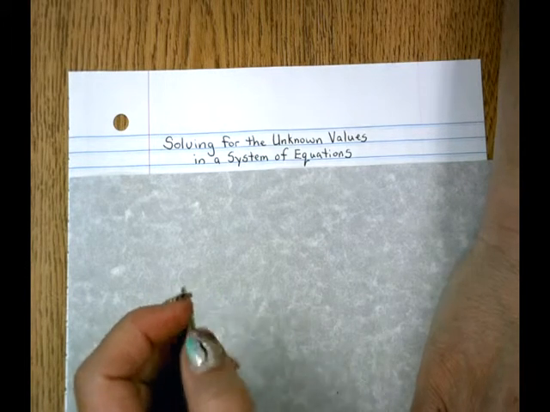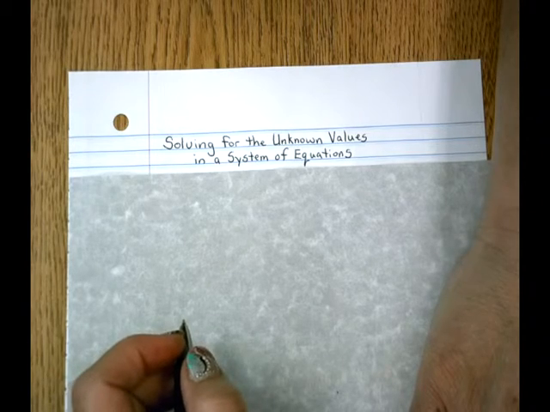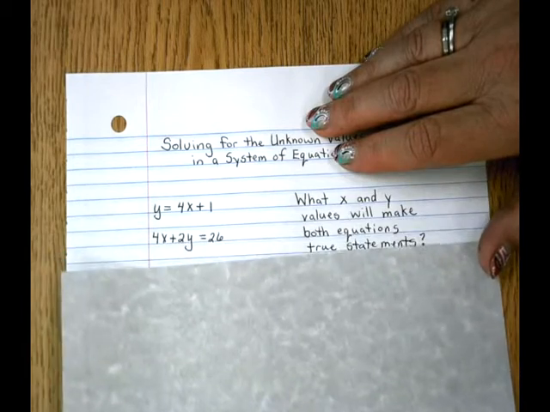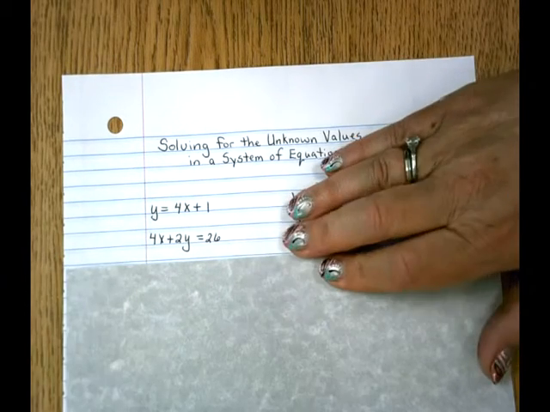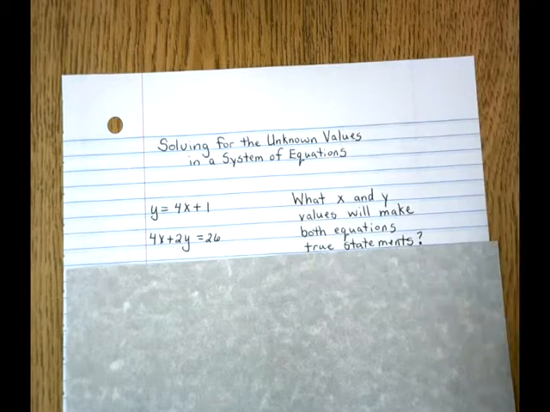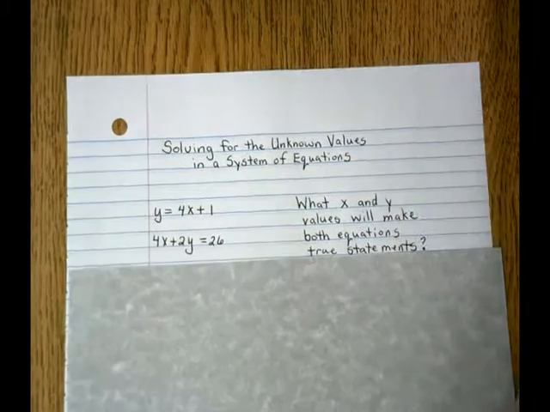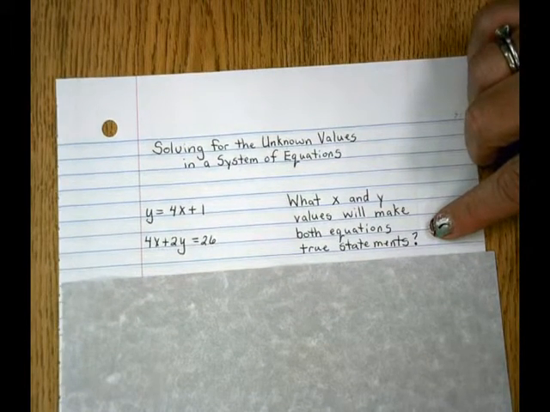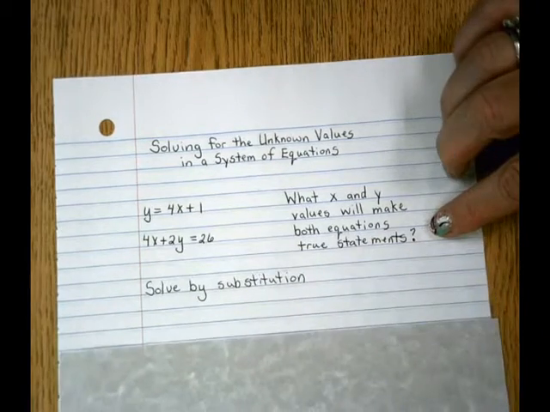Hi, today we are going to talk about solving for the unknown values in a system of equations. We're going to use these two equations, y equals 4x plus 1 and 4x plus 2y equals 26. The object is to figure out what values of x and y will make both statements true.